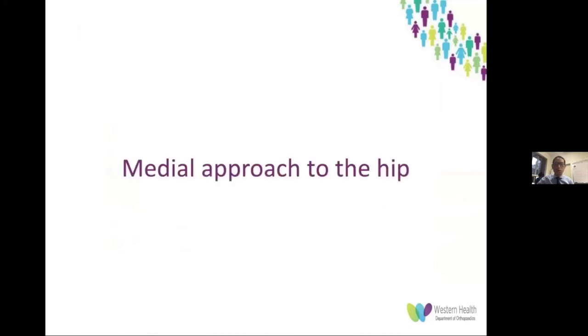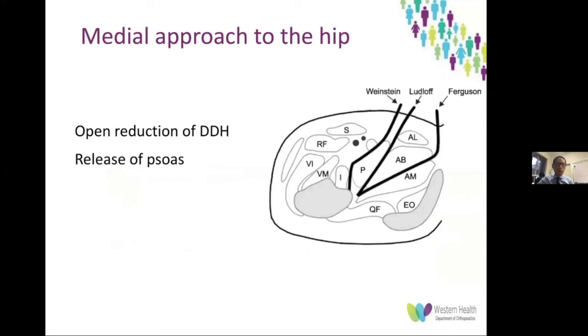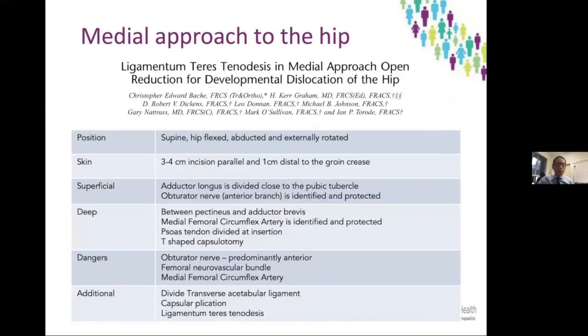The next approach we'll be talking about is the medial approach to the hip. This is commonly used in open reduction of DDH and Lysosomas, so it's mainly done at pediatric centers. The three main types are a Weinstein, a Ludloff, and a Ferguson, but today we'll be mainly talking about the Ludloff, or at least the Victorian variation of the Ludloff. This is an article from the Royal Children's talking about a ligamentous tenodesis and the medial open reduction of a DDH hip, and it describes their approach in detail.